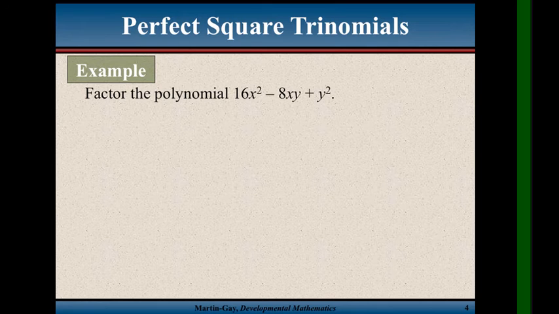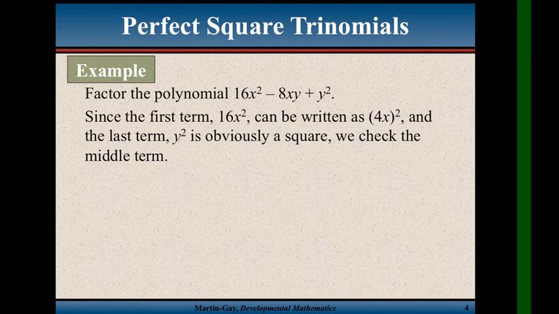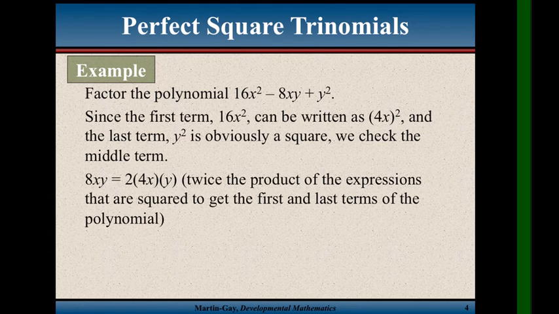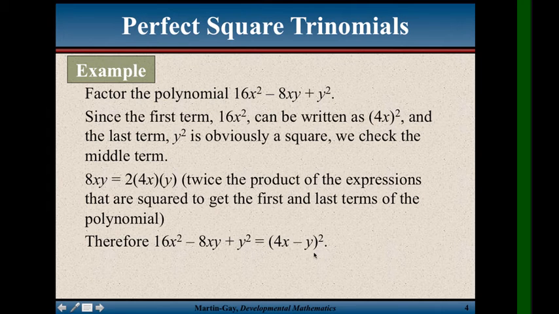Example, factor the polynomial 16x squared minus 8xy plus y squared. So they don't have the same letters, we have x and y. Since the first term 16x squared can be written as (4x) squared, and the last term y squared is obviously a square, we can check the middle. 8xy can be 2 times 4x times y, twice the product of the expressions that are squared to get the first and the last terms of the polynomial. Therefore, 16x squared minus 8xy plus y squared is equal to (4x minus y) squared.